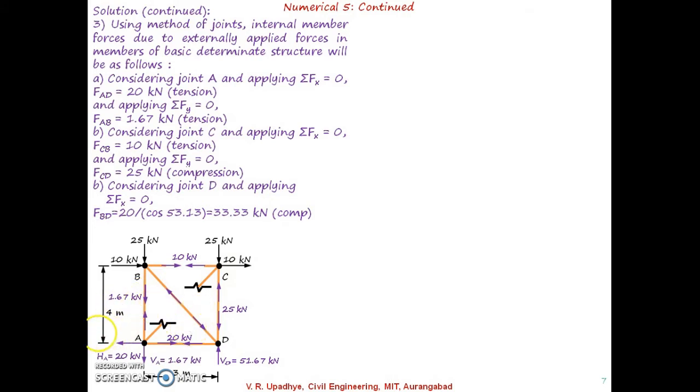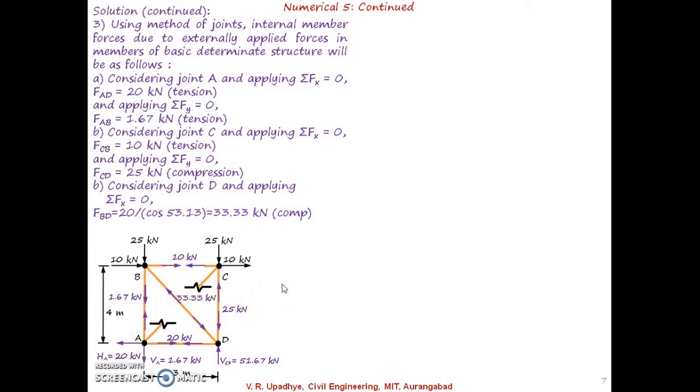If we consider the component of that member force in member BD, then that must be equal to 20 kilonewton. So what will the equation be? The equation will be FBD cos 53.13 minus 20 must be equal to 0. So that gives FBD as 20 divided by cos 53.13, and that gives us the member force as 33.33 kilonewton, and that is compression. So that is written in that diagram.